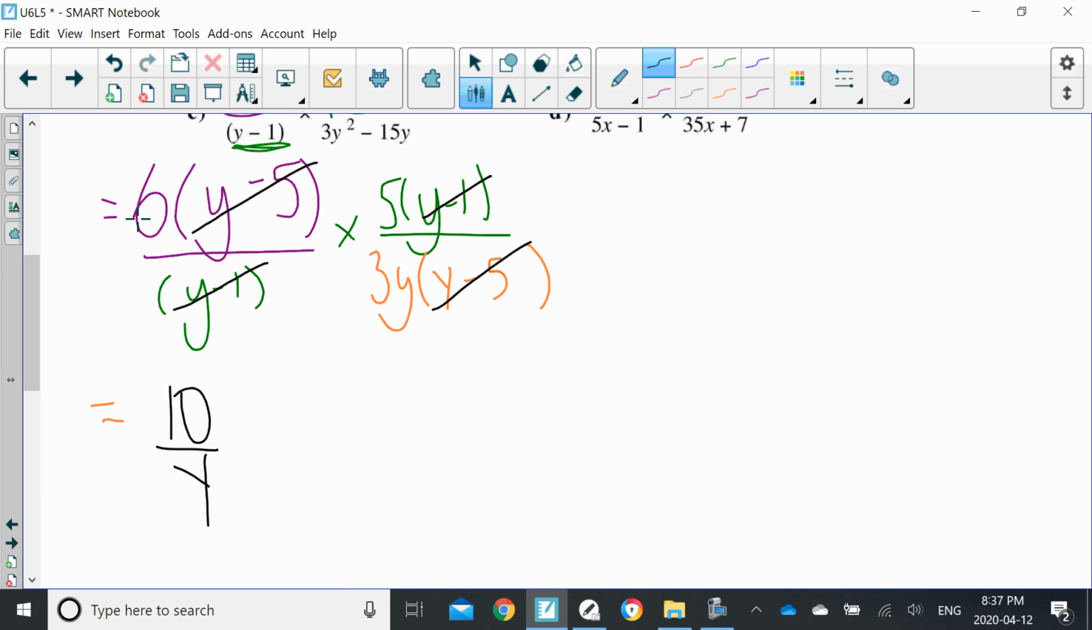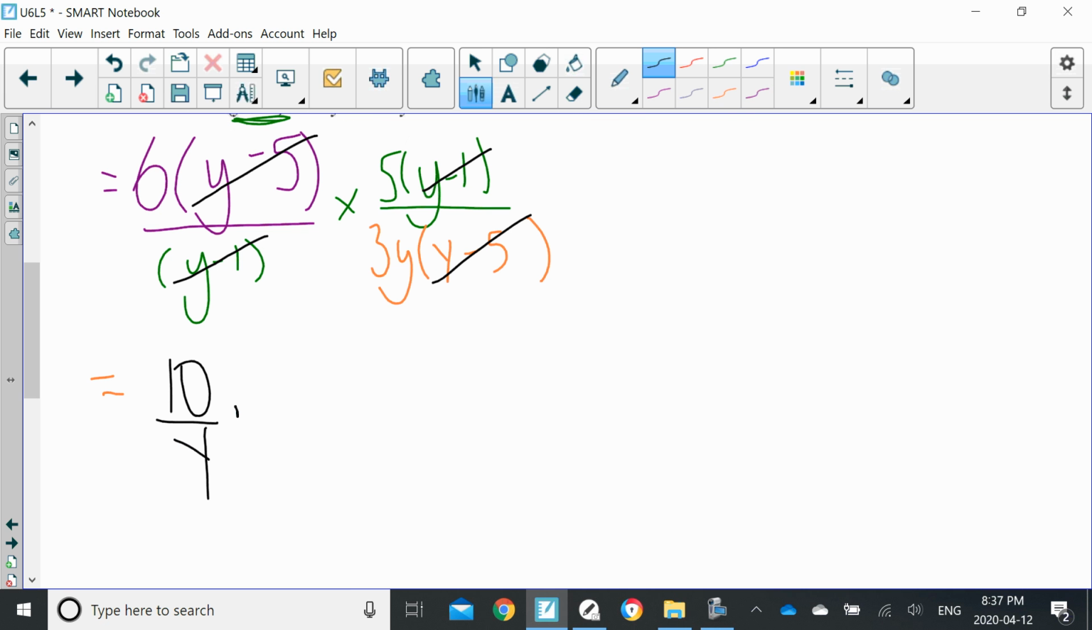Or I could have done 6 divided by 3. 6 divided by 3 is 2. 2 times 5 is 10. Either way, this simplifies to be 10 over y. Then I'm going to state my restrictions.